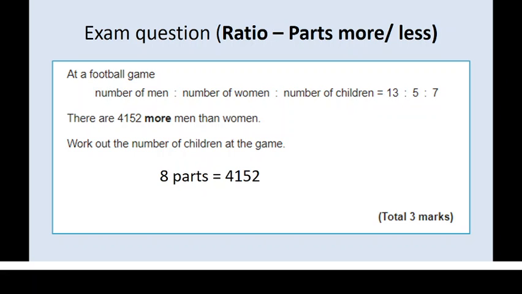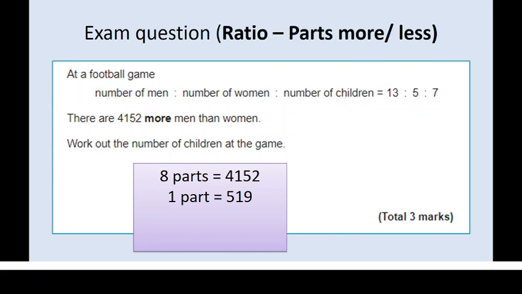Okay, well done then. So let's have a little look and see if we got that right. Now, I did accidentally give the first bit of the answer away, so you should have noticed because we've got 13 parts for the men and 5 parts for the women. There was actually a difference there of 8 parts. Okay, so 8 parts was equivalent to 4,152. So then what you need to do was work out 1 part by dividing by 8. Now really you should be able to do that without a calculator, so just use something like the bus stop method. You should get that 1 part equals 519.